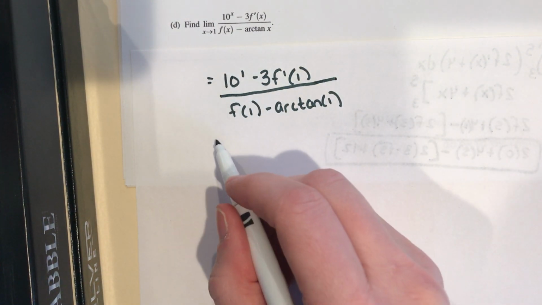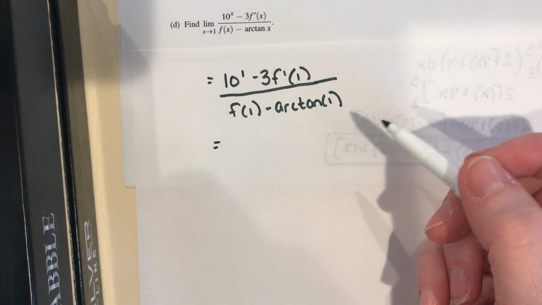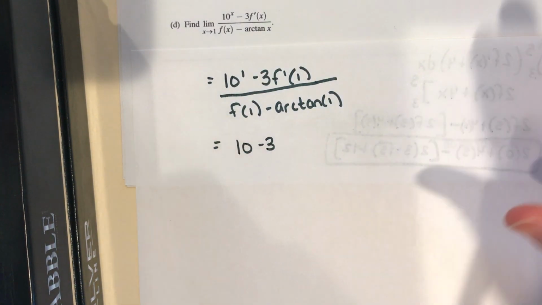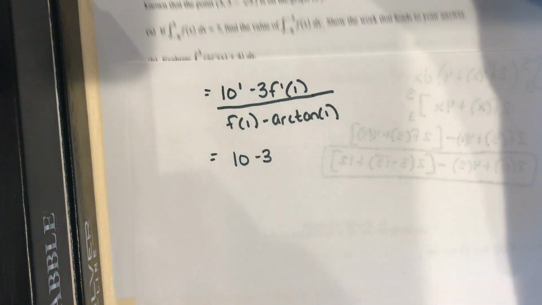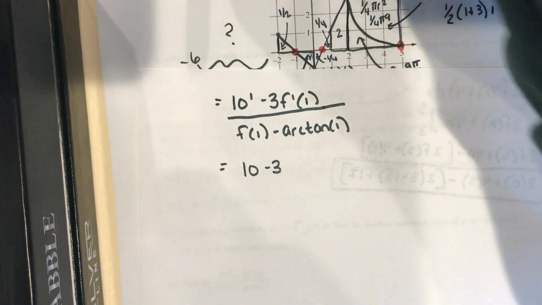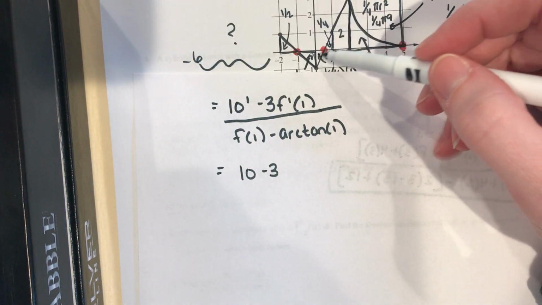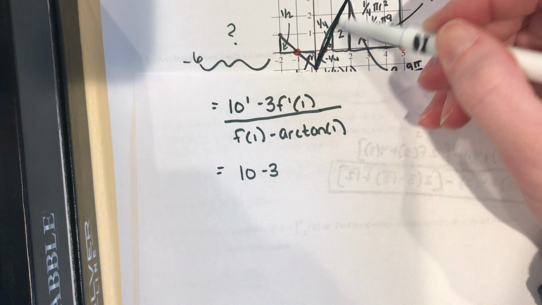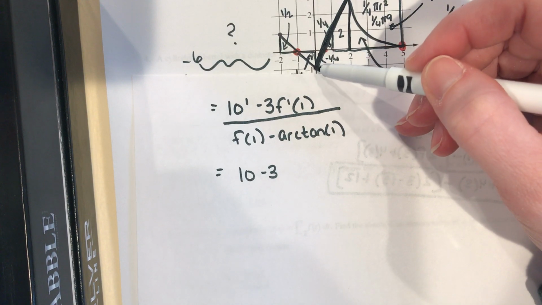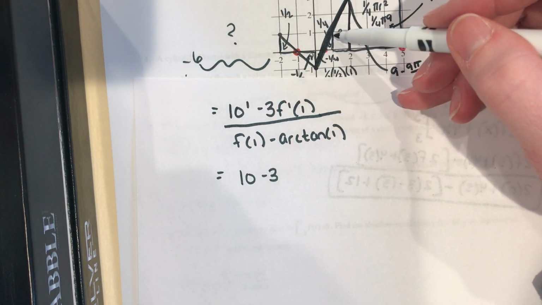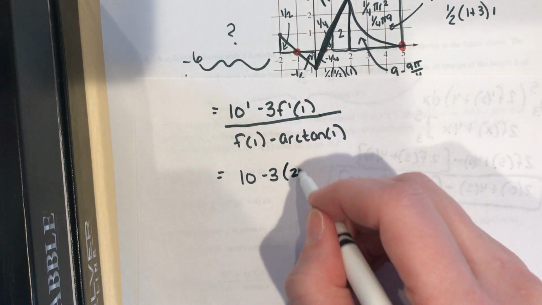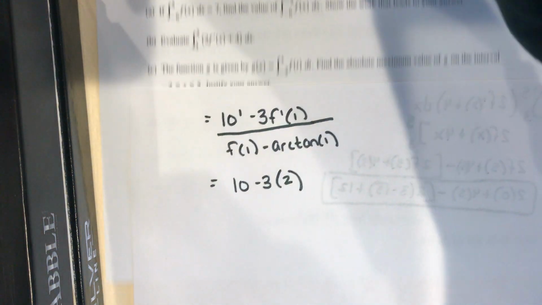So I'm going to evaluate. Let's see if we get an answer. We just can't get 0 over 0. So 10 to the first is 10 minus 3, f prime of 1. So I got to go back to my graph. The derivative at 1, which is the slope. So 1 is a straight line here. The slope of this straight line looks like we're going up 2 over 1. So the slope of that line is 2. So I'm going to plug in 2 for f prime of 1.